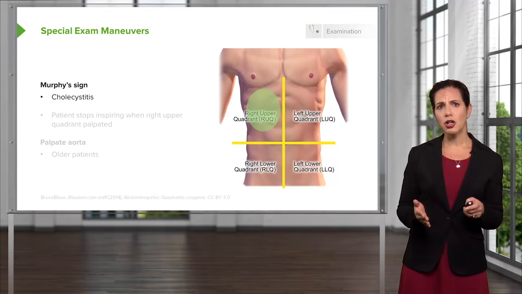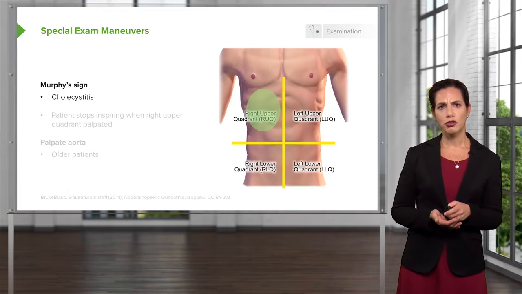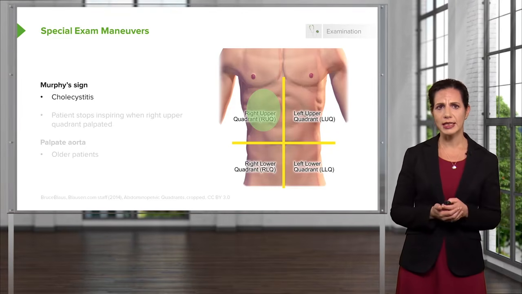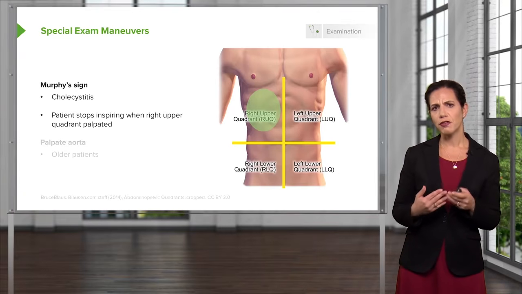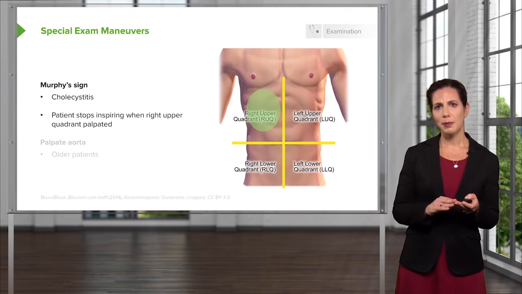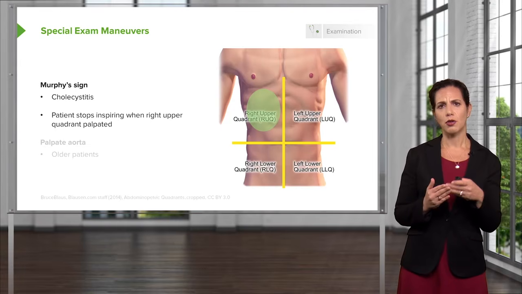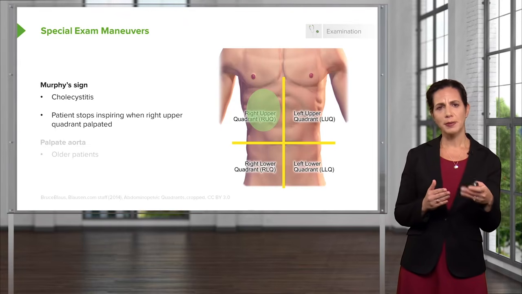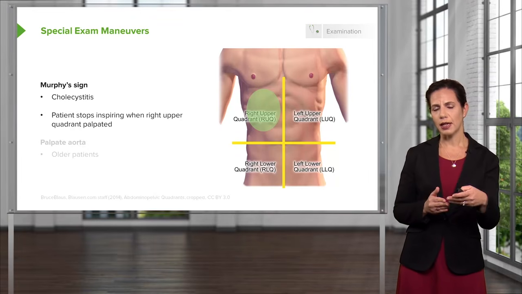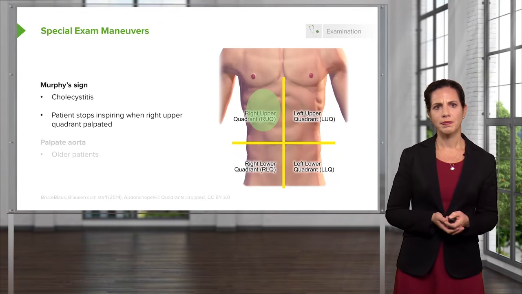Now, there are some additional exam maneuvers that you want to think about doing. One of them is Murphy's sign, which is taking a closer look at the gallbladder, or indicating if there's disease in the gallbladder, such as cholecystitis. What you do is you feel in the right upper quadrant, and when you're palpating deeply there, the patient stops inspiring. That indicates that the pain is so severe or localized to that area that the patient will stop inspiring. This can be done on a physical exam and also during an ultrasound exam. So when you're doing the ultrasound for the patient, you can see if they have a positive Murphy's.